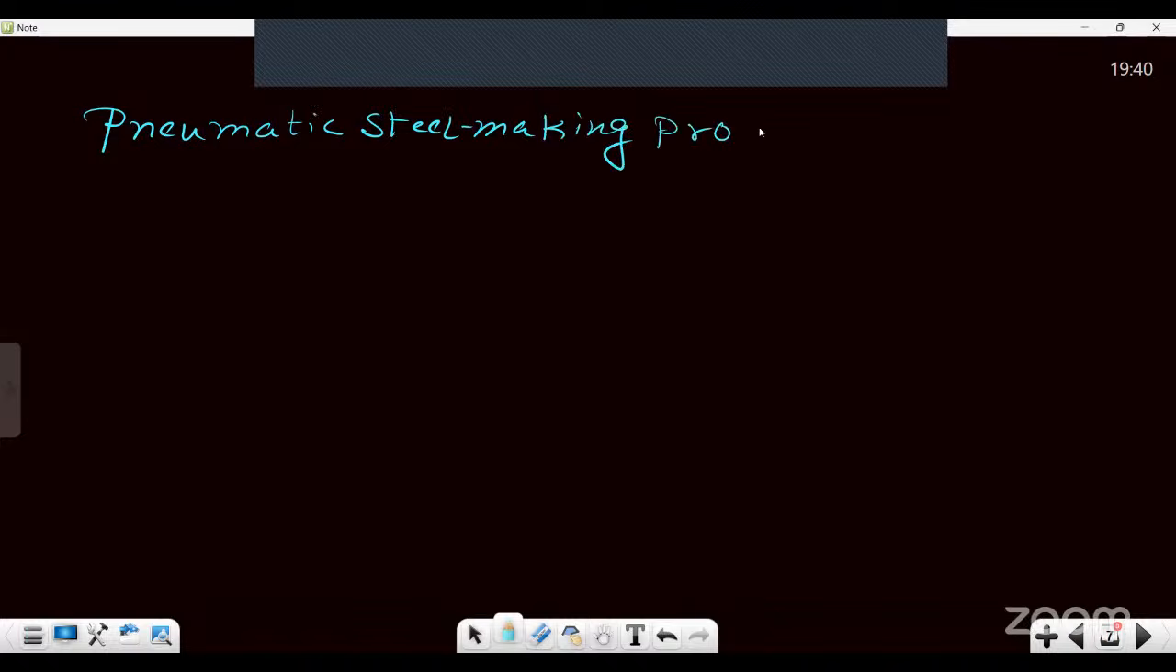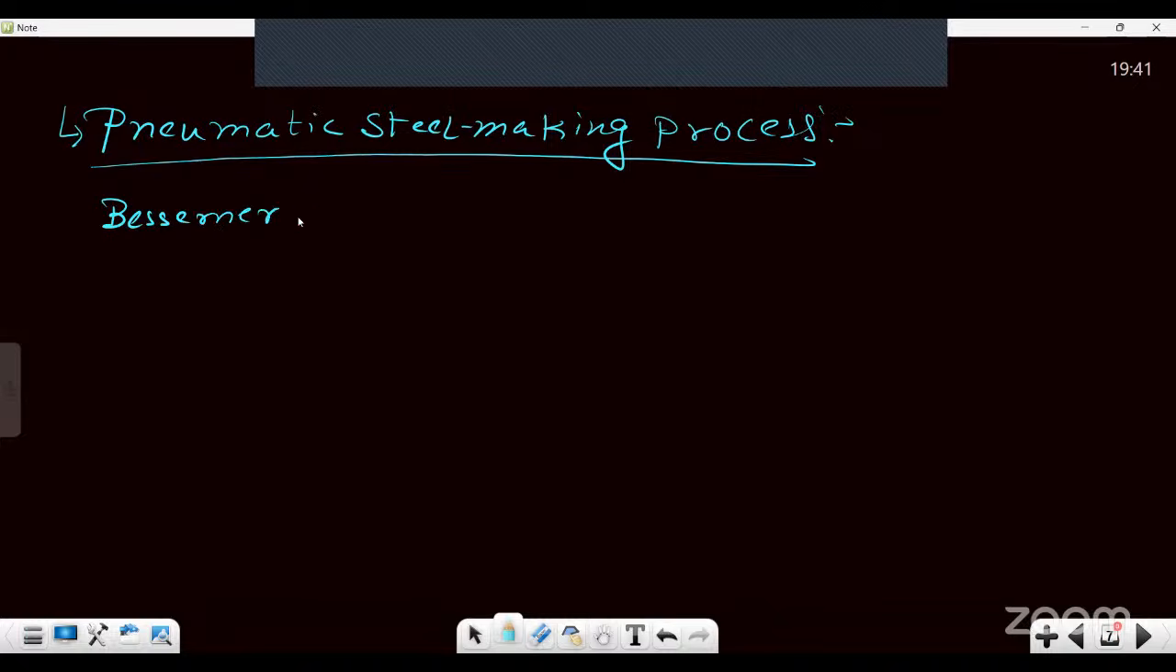So what is meant by the pneumatic steelmaking process? Pneumatic steelmaking processes are those processes where we are directly using air or oxygen as the oxidizing agent. In the Bessemer process as well as in the Thomas process of steel making, oxygen or air is blown from the tuyeres.